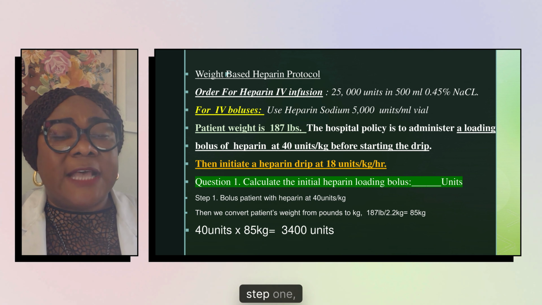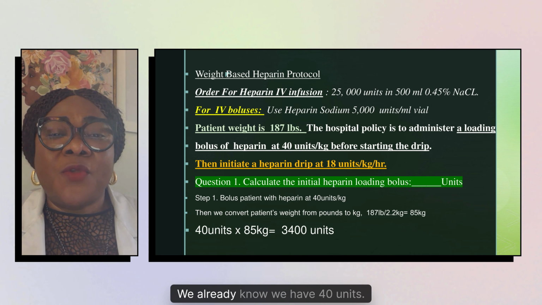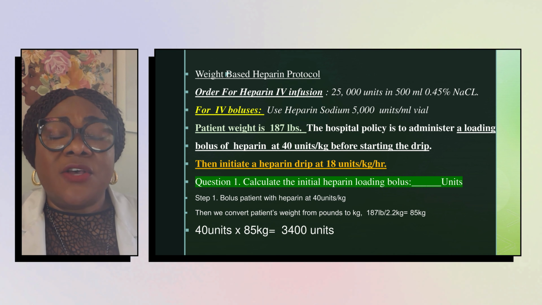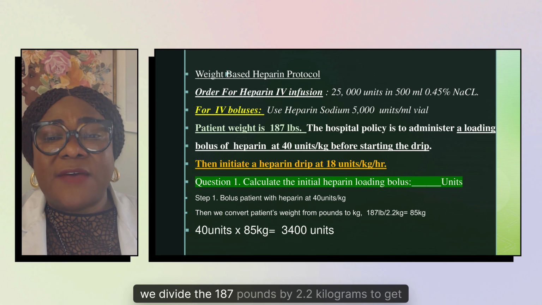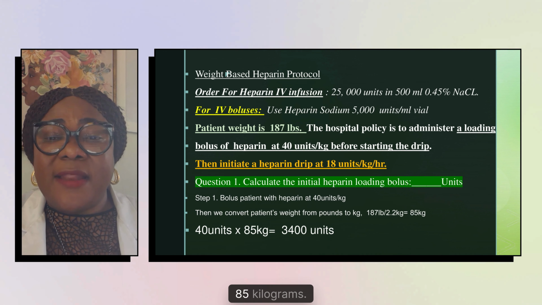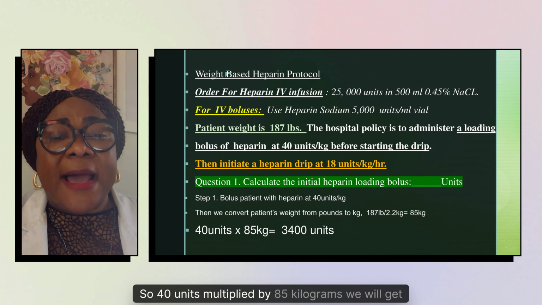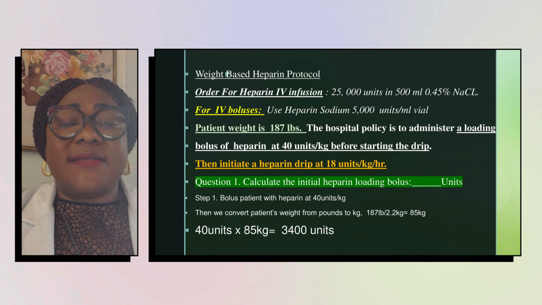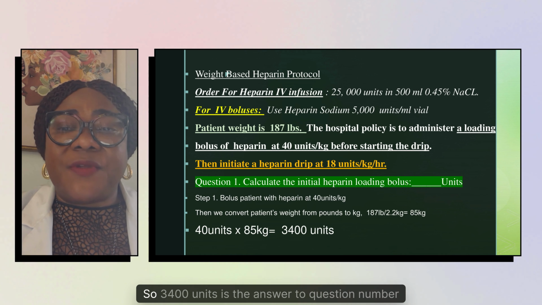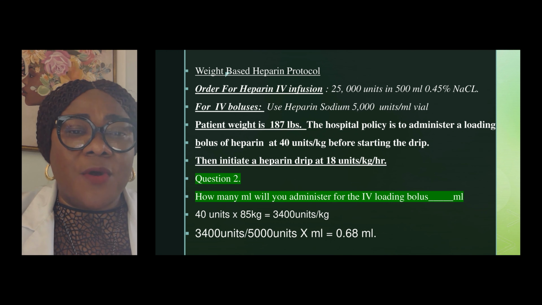So step 1, bolus patient with heparin at 40 units per kg. We already know we have 40 units. To get our weight in kg, we divide the 187 pounds by 2.2 to get 85 kg. So 40 units multiplied by 85 kg, we will get 3,400 units. So 3,400 units is the answer to question number 1.